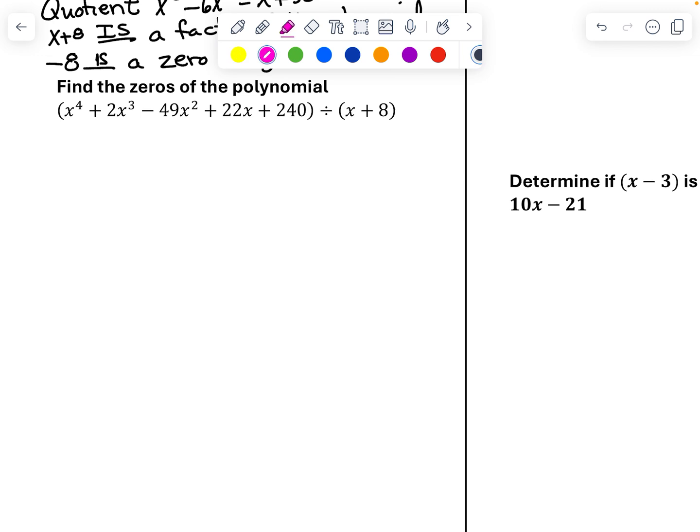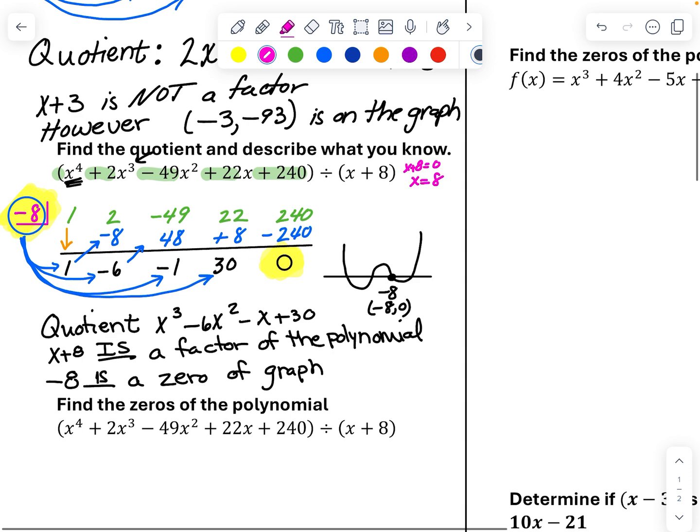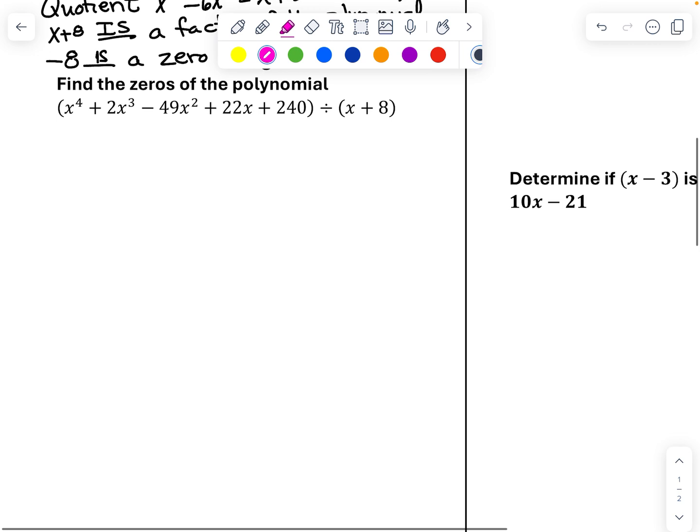I'm going to run through it kind of quickly here at the beginning because it's the exact same problem. I don't know if you noticed that or not. What changed are the directions. Okay, so we're going to put negative 8 in the box.